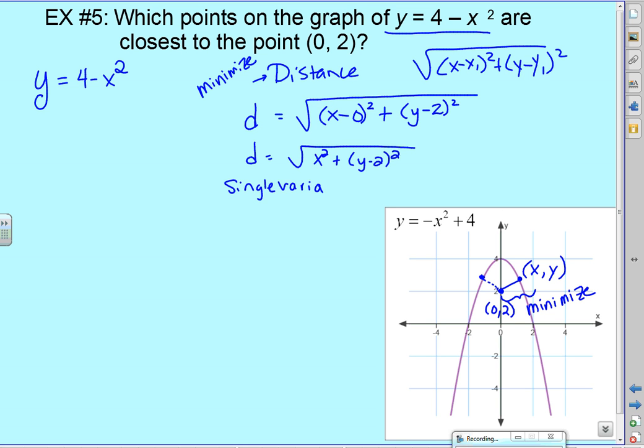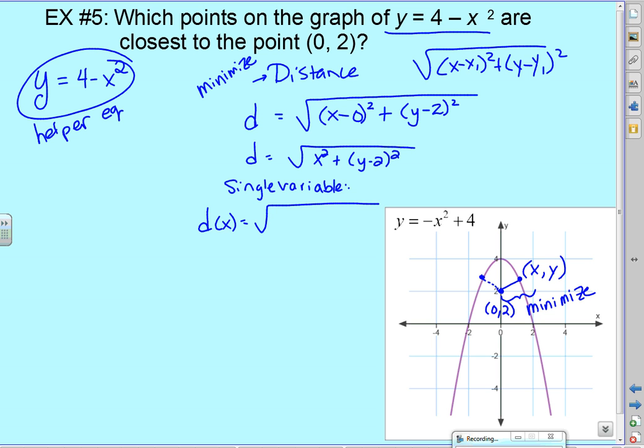The way we're going to accomplish that is by utilizing our helper equation over here, right? Notice how we don't have much work to do. It's already solved for y. So let's substitute and get our formula in terms of x. That's why I wrote d of x is equal to the square root of x squared plus, now substituting for y, 4 minus x squared minus 2, quantity squared. Perhaps we could clean this up a little bit, and we've got x squared plus 2 minus x squared quantity squared.